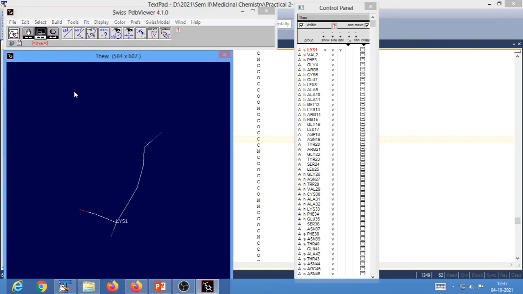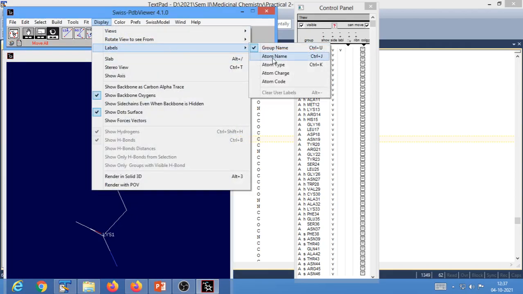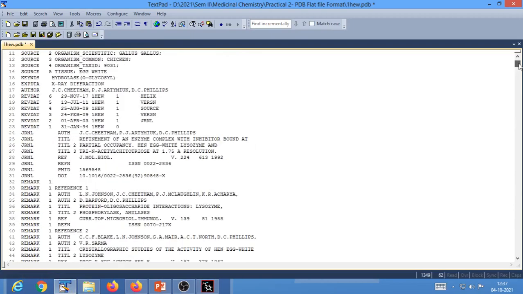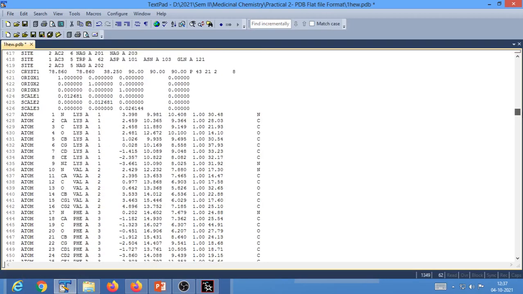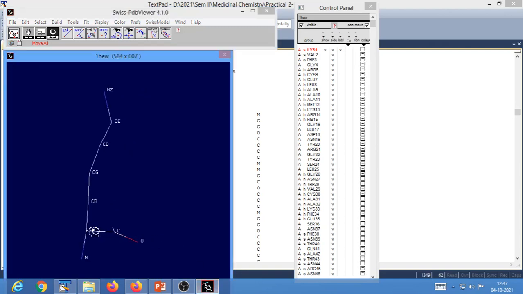Okay, let me label it by the name of atom, and you can now see, as I have shown over here, that you have been provided with data of only heavy atoms. So this is the C alpha carbon atom, this is the carbonyl carbon atom, this is C alpha carbon atom, this is C beta carbon atom, C gamma carbon atom.